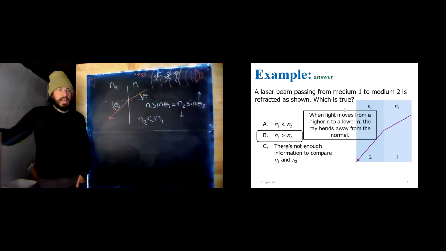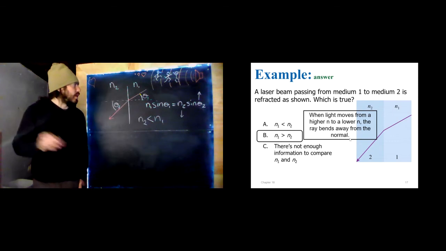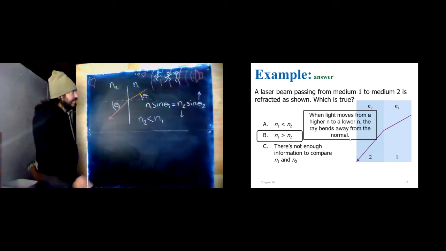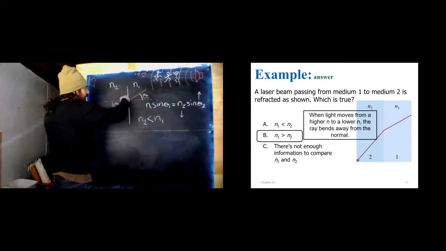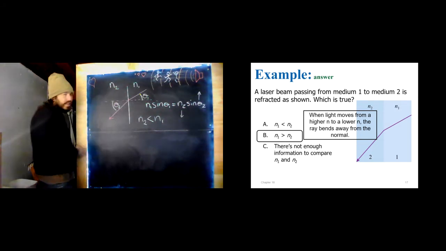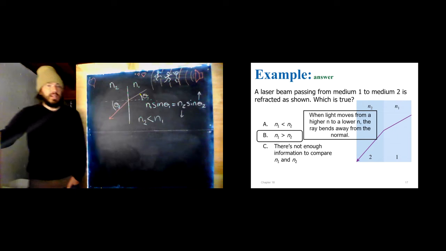Indeed, PowerPoint does agree. Now notice we can also put this into the category of memorized fact if we wanted to. I think it's easier to look at the equation. But notice that when light moves from a higher n to lower n, the light ray bends away from the normal. So what I mean by that is if we move from a higher n to a lower n, the light ray bends away from the normal. In other words, our angle gets larger.